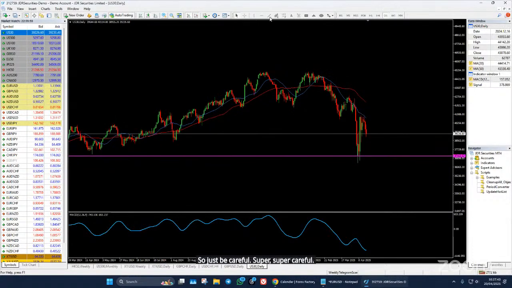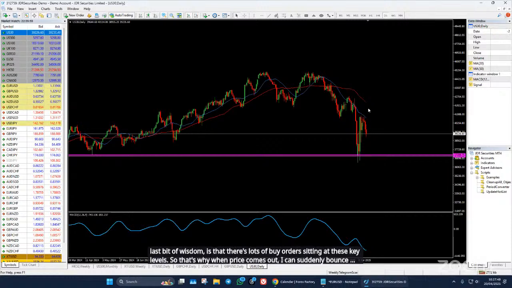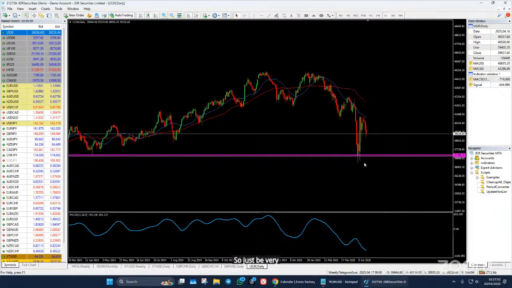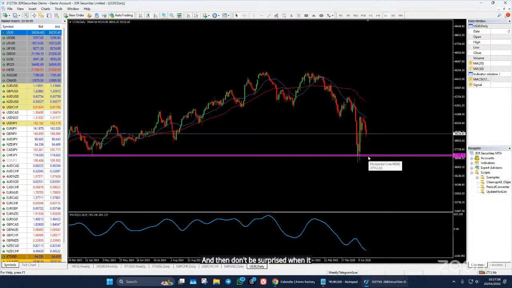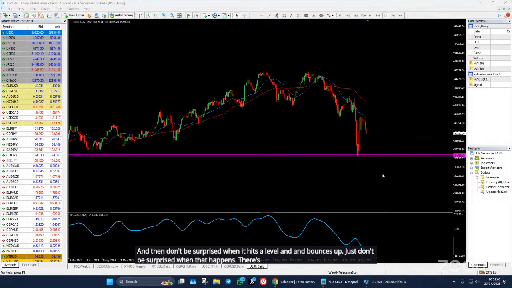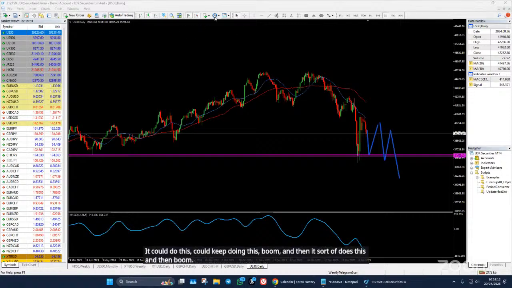The other thing that happens, one last bit of wisdom, is that there's lots of buy orders sitting at these key levels. So that's why when price comes down, it can suddenly bounce back up. So just be very careful. If you're shorting these markets, you've got to reduce your risk. You've got to take profits sooner. And then don't be surprised when it hits a level and bounces up. There's lots of big money out there that's buying at these levels. So even though the market might go down, it could keep doing this, boom, and then it sort of does this, and then boom. So just be very cautious about that.